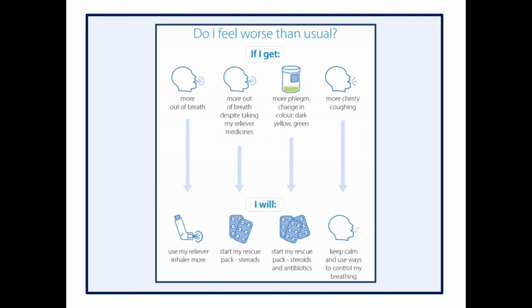This diagram illustrates when rescue medication should be started. If you are more out of breath, use your reliever inhaler. If you are more out of breath despite using your reliever inhaler, start the rescue steroids. If there is a change in colour of the phlegm to dark yellow or green, take the rescue steroids and antibiotic.